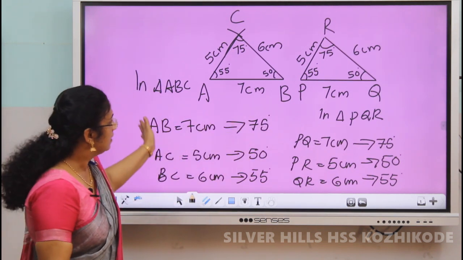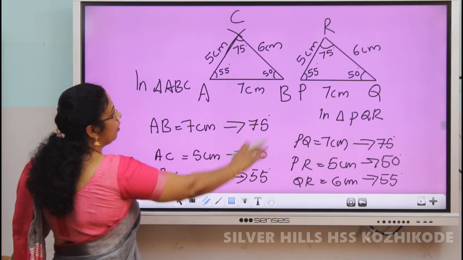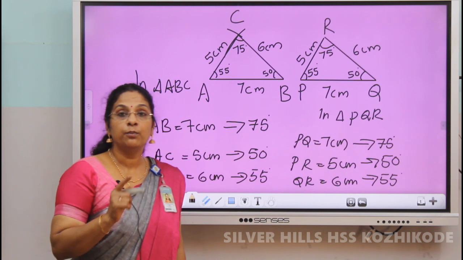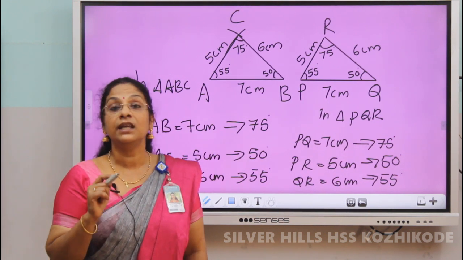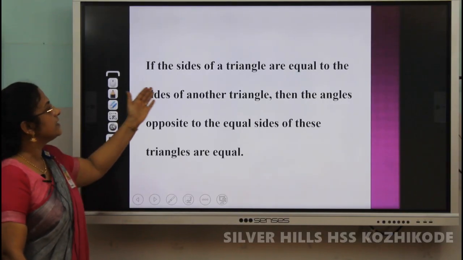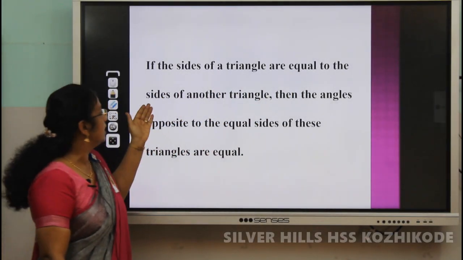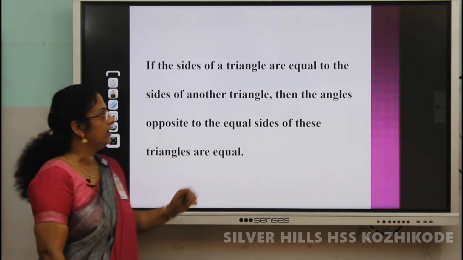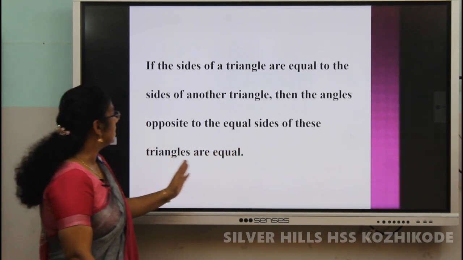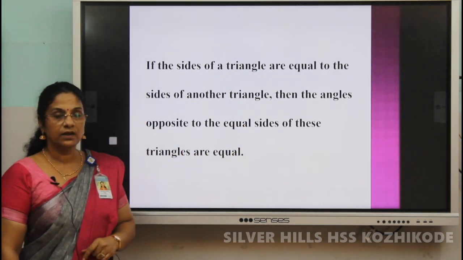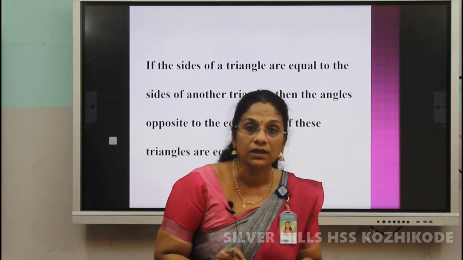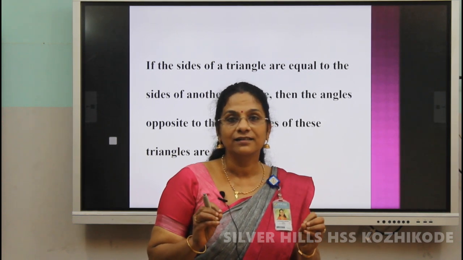Any doubt in this? It is very clear. We wrote all the details here. This is the important point you want to remember about the equal triangles. That is, if the sides of a triangle are equal to the sides of another triangle, then the angles opposite to the equal sides of these triangles are also equal. This we want to remember. This is the point we got about equal triangles.